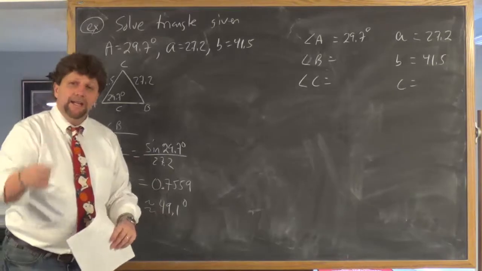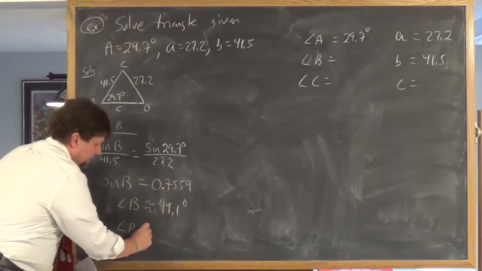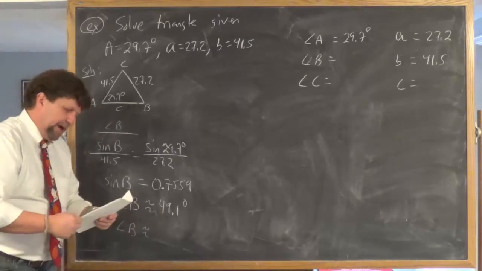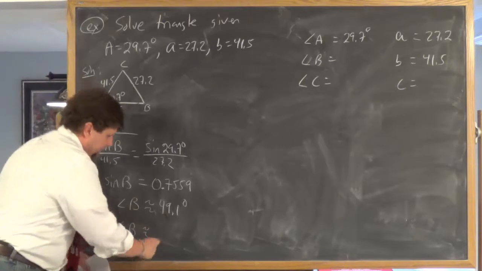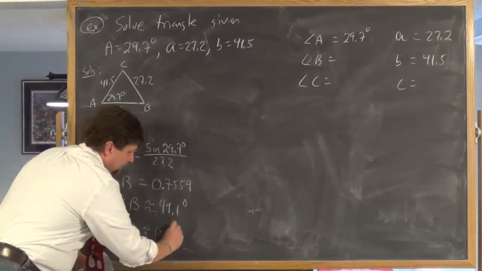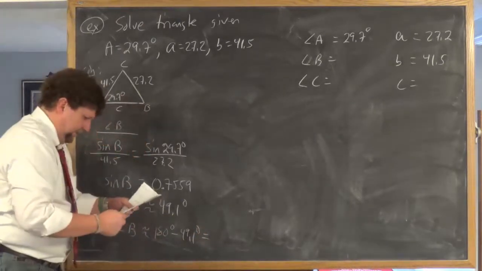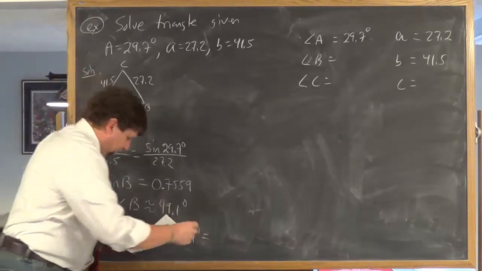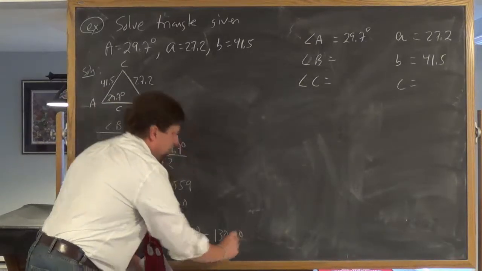So my other candidate for angle B is 180 degrees minus 49.1 degrees. It's 180 degrees minus this. So let me write that down. 180 degrees minus 49.1 degrees, and that gives 130.9 degrees.